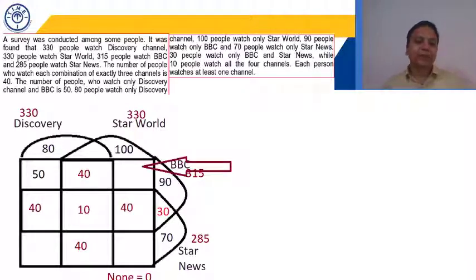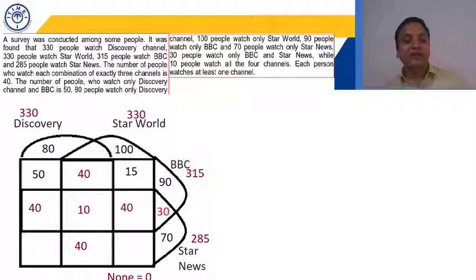Let's add. 50 plus 40 is 90, plus 10 is 100, plus 40 is 140, plus 40 is 180, plus 30 is 210, plus 90 is 300. So when 300 is subtracted from 315, we get 15. So we get the value of this region as 15. This 15 is exactly Star World and BBC.